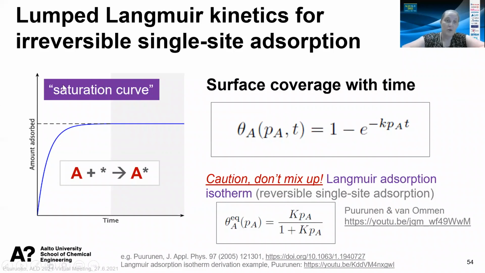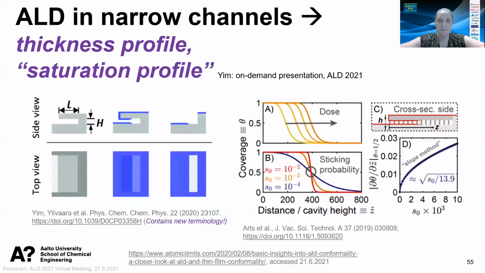Actually, this saturation curve, amount adsorbed versus time, has been produced with this surface coverage with time that you can get when you solve the Langmuir adsorption equation as a function of time. A warning: don't mix up this concept with the Langmuir adsorption isotherm. It has been mixed up in the field of ALD. The shapes can look a little bit similar, but this isotherm refers to equilibrium pressure, whereas the saturation curve has time on the x-axis. There's a separate presentation about that mix-up given last year.